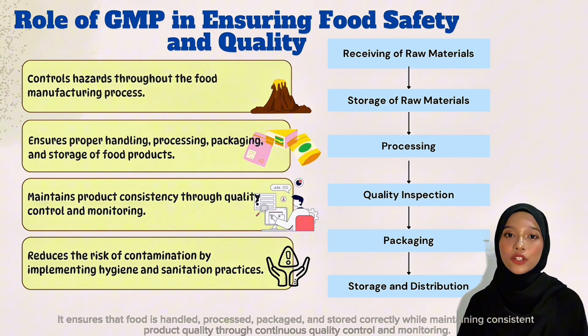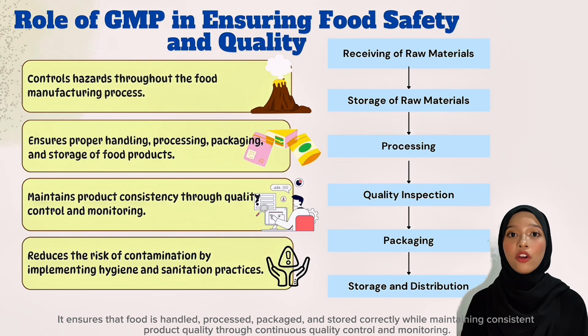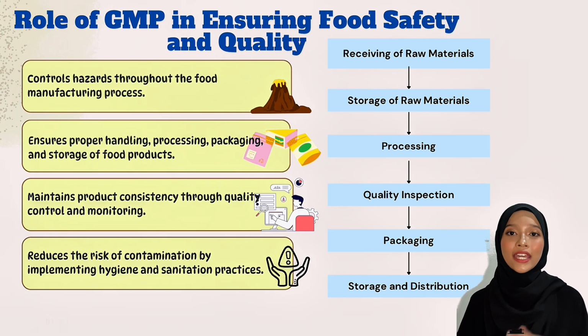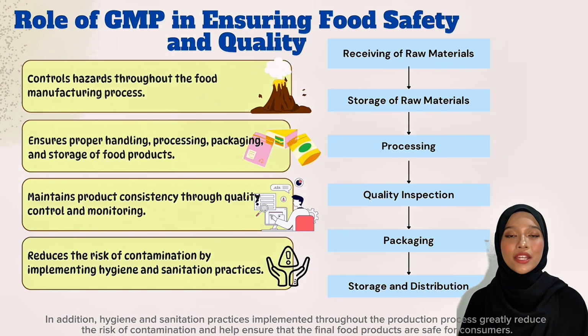It ensures that food is handled, processed, packaged, and stored correctly while maintaining consistent product quality through continuous quality control and monitoring. In addition, hygiene and sanitation practice implemented throughout the production process greatly reduce the risk of contamination and help ensure that the final food products are safe for consumers.